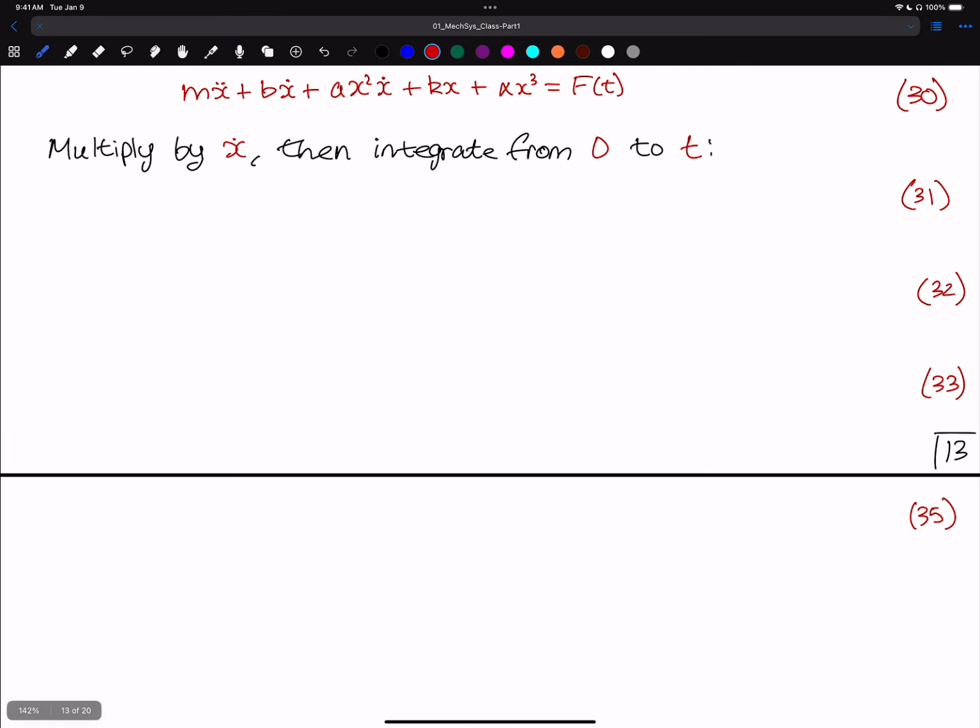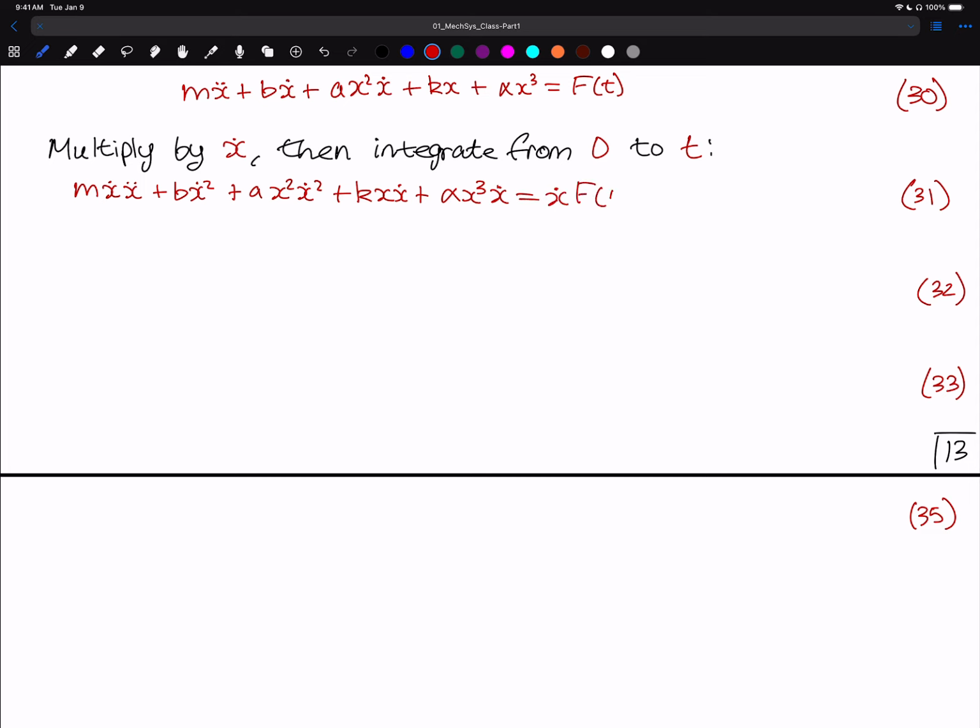So doing so, we'll end up with m x dot x double dot plus b x dot squared plus a x squared x dot squared plus k x x dot plus alpha x cubed x dot is equal to x dot f of t. We're now going to integrate this. We'll write out each term individually. Integrate from 0 to t in this case.